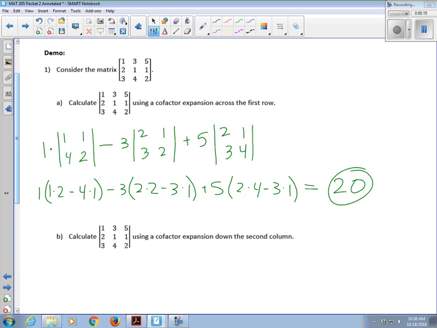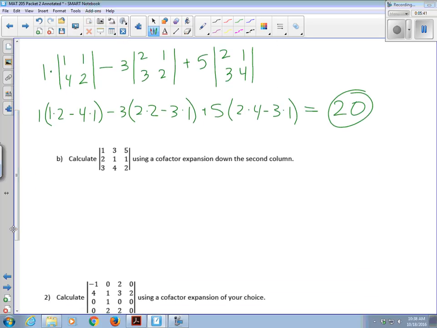There's nothing special about the first row. You can do a cofactor expansion across any row or any column. So I'm going to calculate the same determinant. I already know the answer is 20. And I'm going to calculate the determinant going down the second column. So I'm going to use 3, 1, and 4 instead of 1, 3, and 5 as my factors.